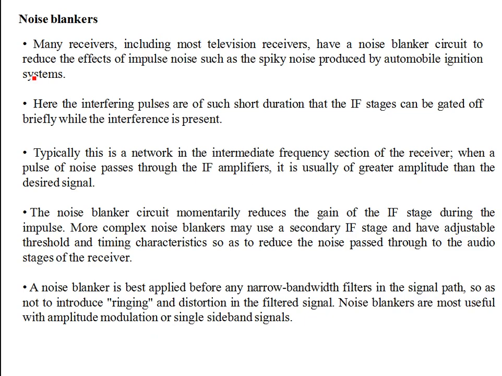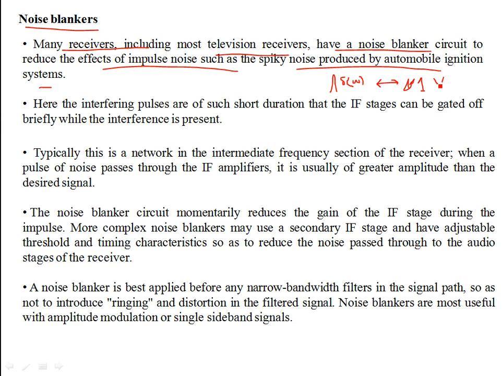The other circuitry of interest in the receivers is noise blankers. Many receivers, including most television receivers, have noise blanker circuits to reduce the effect of impulse noise, such as spiky noise produced by an automobile ignition system. So, if you recall, a spiky noise, which is a short duration impulse, delta of t, has an inverse Fourier transform of, let's say, 1. It's a constant, it's 1 for all omega.